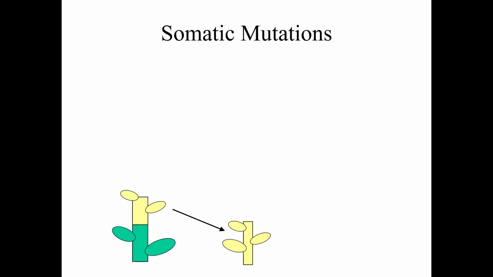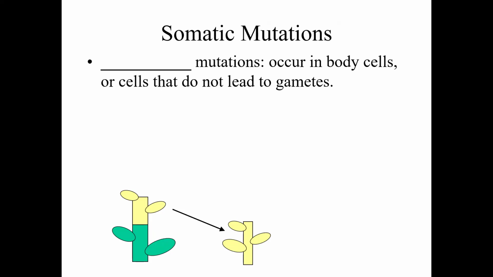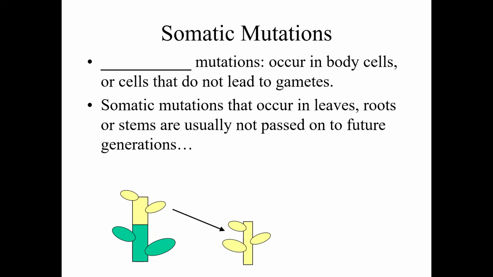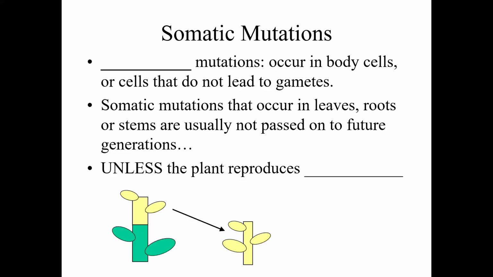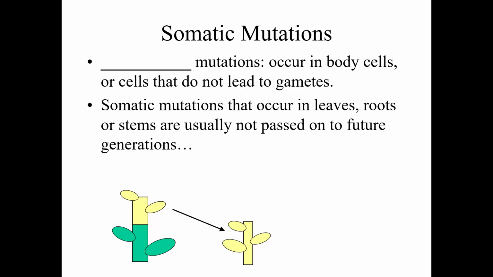So we have what we call somatic mutation. It occurs in the body cells, or cells that do not lead to the production of gametes. So somatic mutation that occurs in leaf, roots, or stems is usually not passed on to future generations. So that's all. That's where we are going to stop.